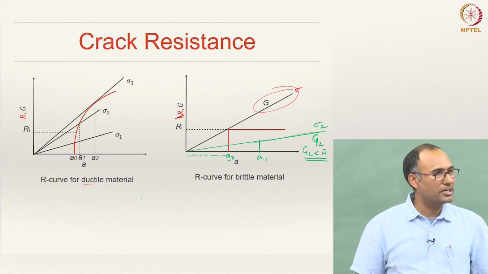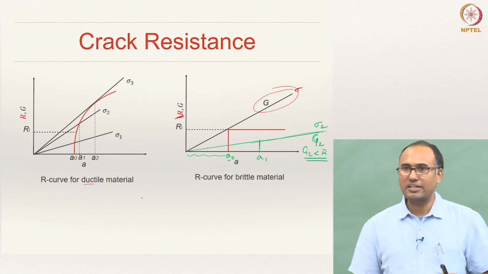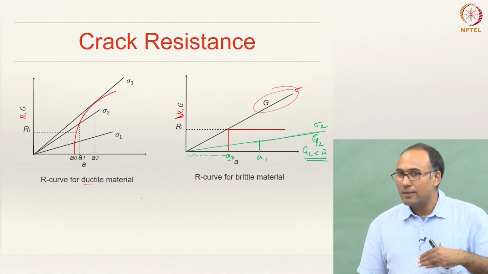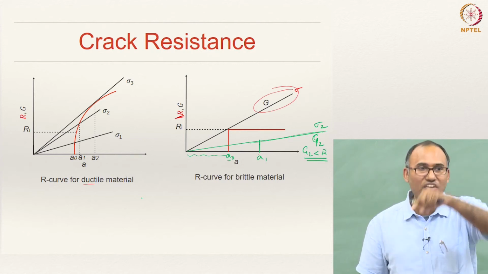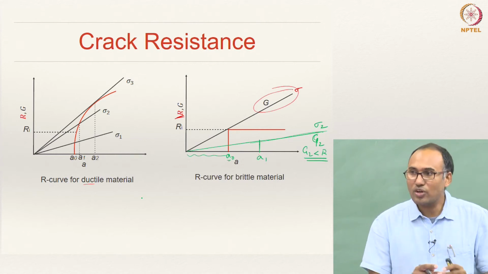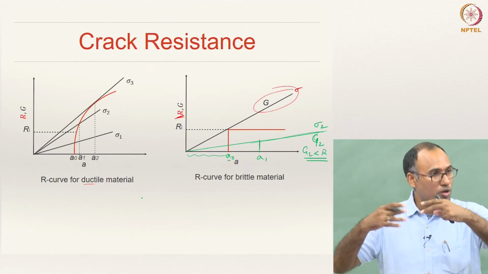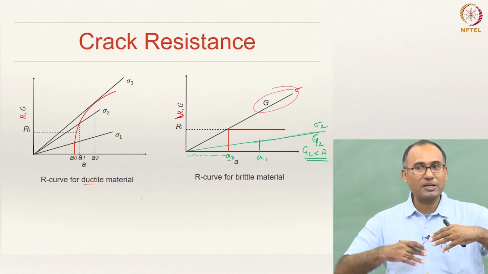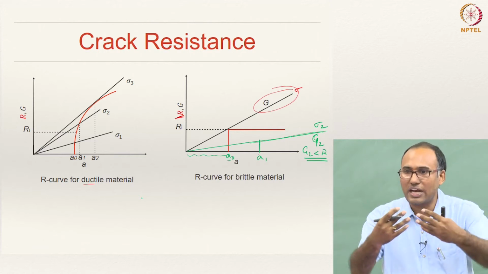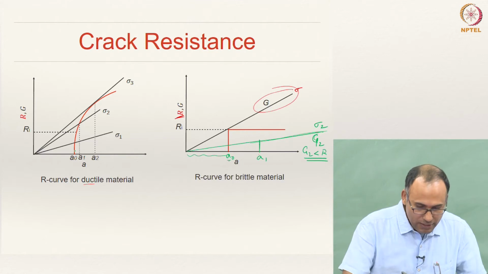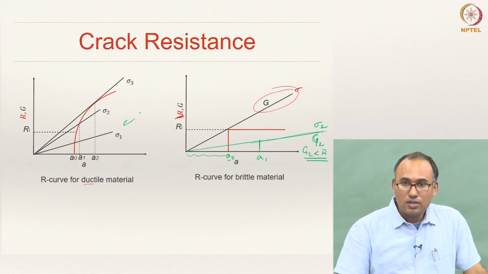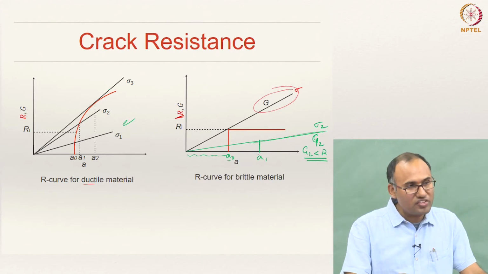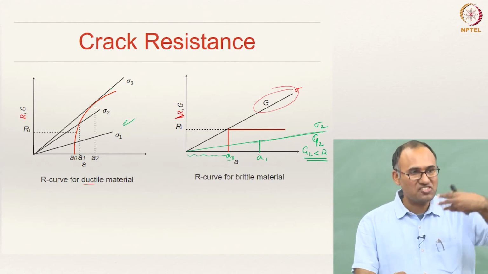Now come to ductile materials. It is typical in ductile materials, because of the plasticity that is prevalent ahead of the crack tip, that the resistance changes as a function of crack length. As your crack grows more and more, your crack tip becomes blunter. If the crack tip becomes blunt, then you have more resistance to crack growth. That is why the red curve in this figure shows an increasing R curve, which means the resistance is increasing.